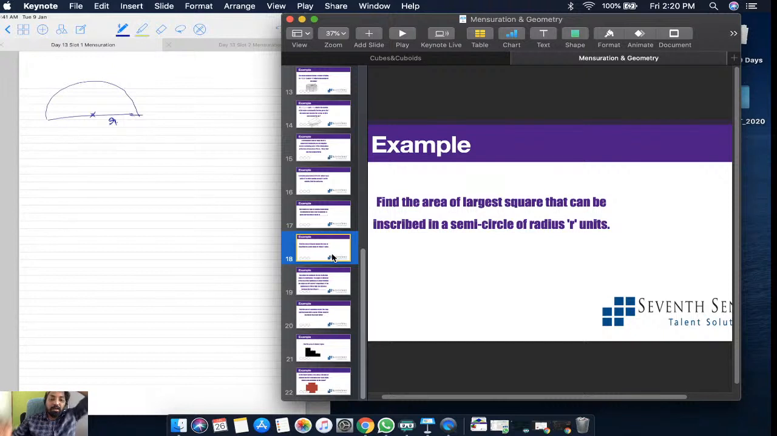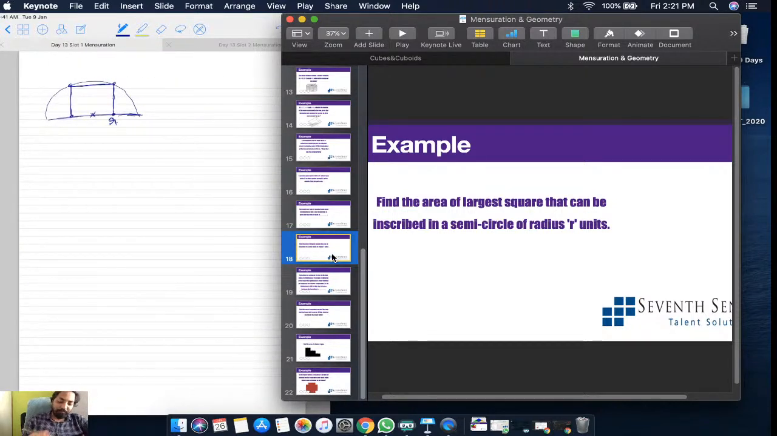Find the largest square that can be inscribed. So the largest square, let's say it looks like this. This is a square, right? All the four sides should be equal. Inscribed means it has to touch the circumference. All the vertices should touch the circumference. Here, this base also acts as circumference only.